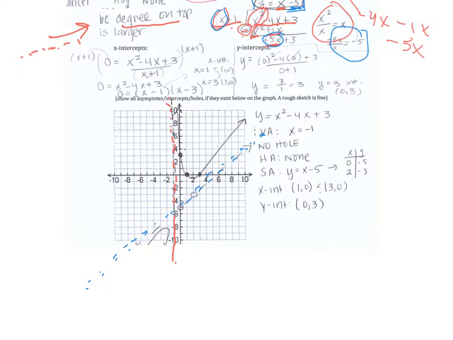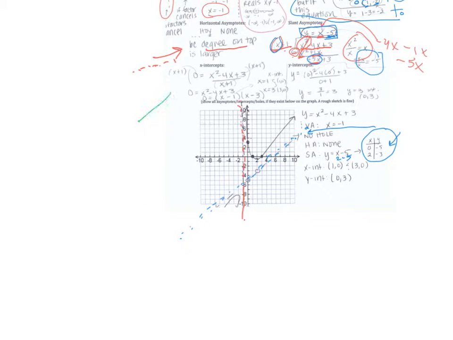So we have a point, an open circle at (0, negative 5), right? If you plug 0 in for x and subtract 5, you get negative 5. If you plug in 2 for x, you get negative 3. So here are some points that we can use to get that dotted slant asymptote.